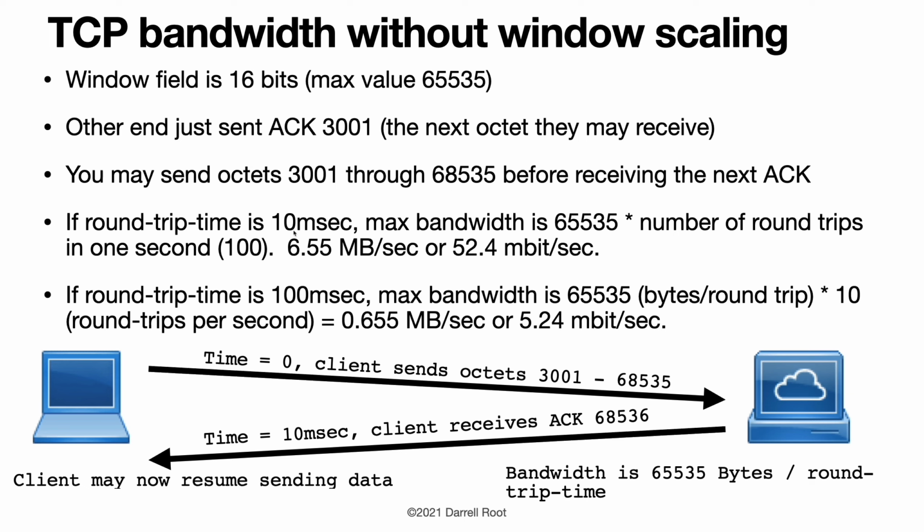If the round trip time is 10 milliseconds, then the maximum bandwidth is the window size times the number of round trips in 1 second. That's 100 round trips in 1 second. So the maximum bandwidth is 6.55 megabytes per second, or 52 megabits per second, which is reasonably fast. But that's with only a round trip time of 10 milliseconds. If the round trip time is 100 milliseconds, which is halfway across the country, the max bandwidth is 65,000, which is the bytes per round trip, times 10 round trips per second. So that's only half a megabyte per second, or 5 megabits per second, which is barely adequate for video streaming.